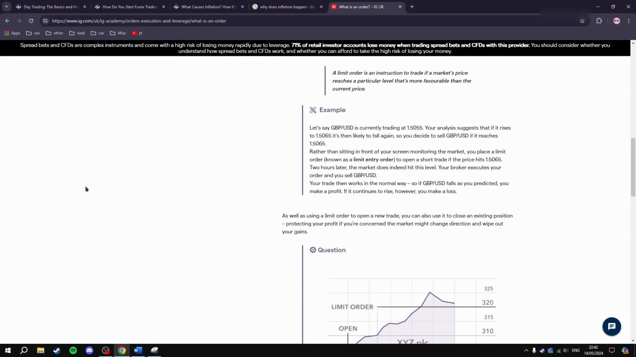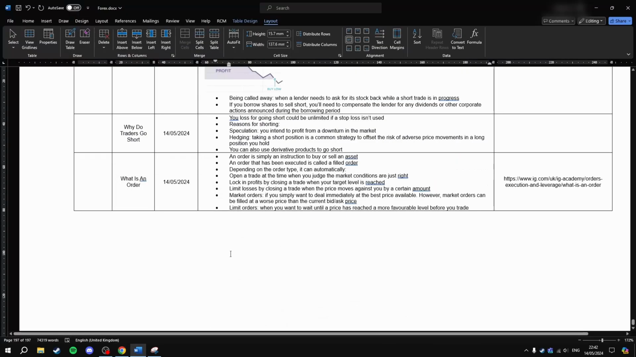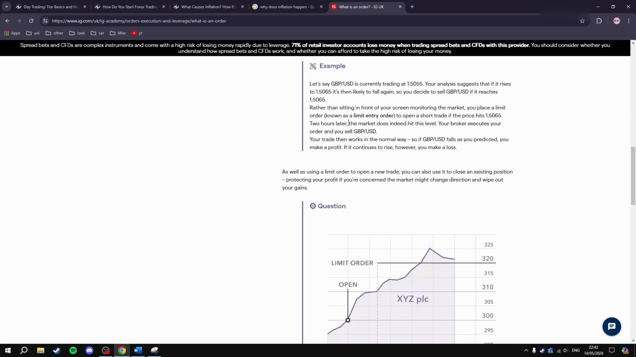A limit order is an instruction to trade if the market price reaches a particular level that's more favourable than the current price. Example: let's say GBP USD is currently trading at 1.5055. Your analysis suggests that if it rises to 1.5065, it's then likely to fall again. So you decide to sell GBP USD if it reaches 1.5065. Rather than sitting in front of your screen monitoring the market, you place a limit order, known as a limit entry order, to open a short trade if the price hits 1.5065.